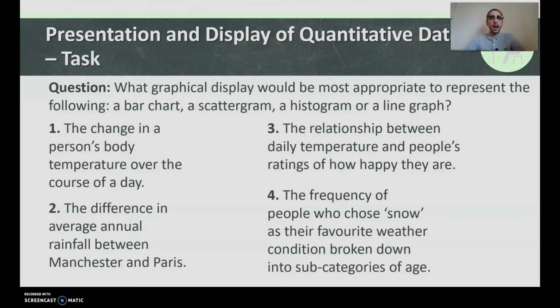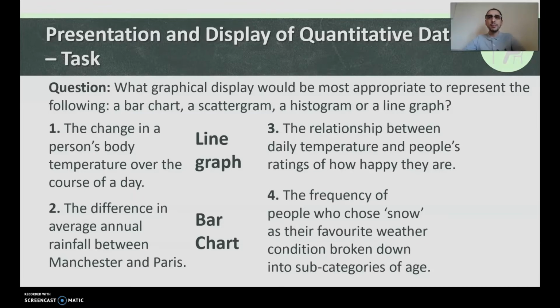Number 1, I think the change in a person's body temperature would be a line graph. Okay, such as with time as well. Line graph. Good, I was right. Number 2, the difference in average annual rainfall between Manchester and Paris. I think a histogram would be most appropriate here. Or a bar chart. Damn. Yes, a bar chart. Yeah, no, that does make more sense.